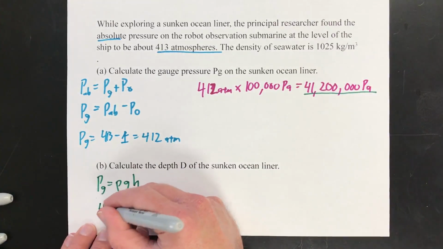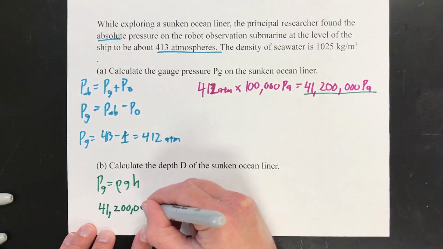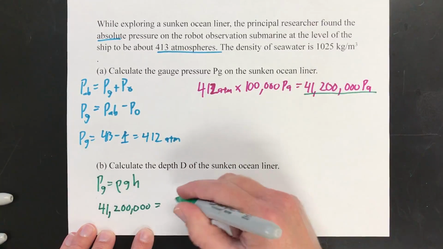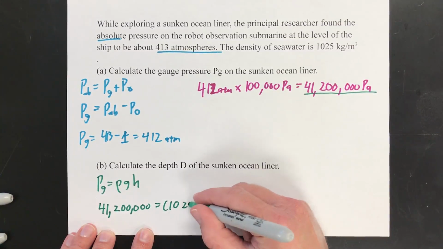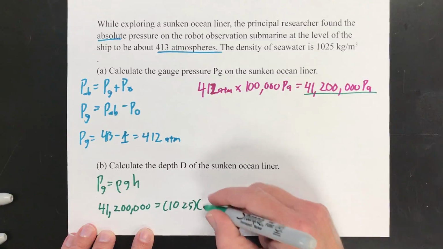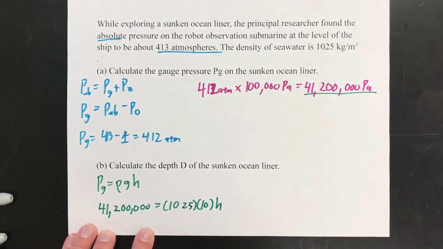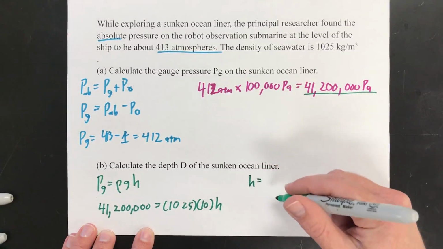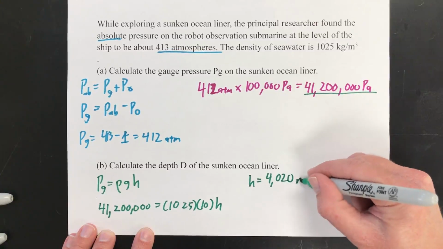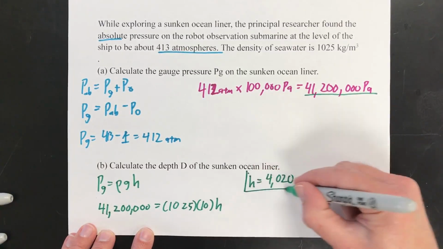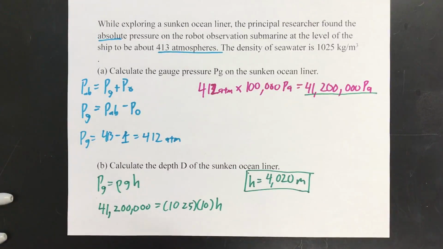We already know that the gauge pressure is 41,200,000. Density of the seawater is 1,025 kilograms per cubic meter. The G is 10 meters per second squared, and so we will solve for the H there. And when you go to solve for this, you get roughly 4,020 meters must be the height. So that is the depth down in the ocean.